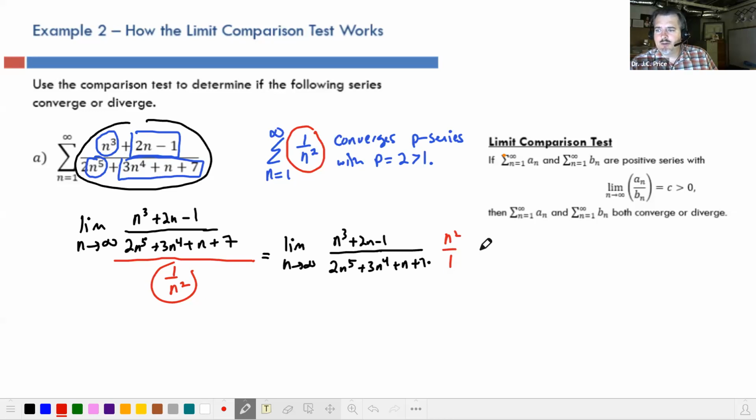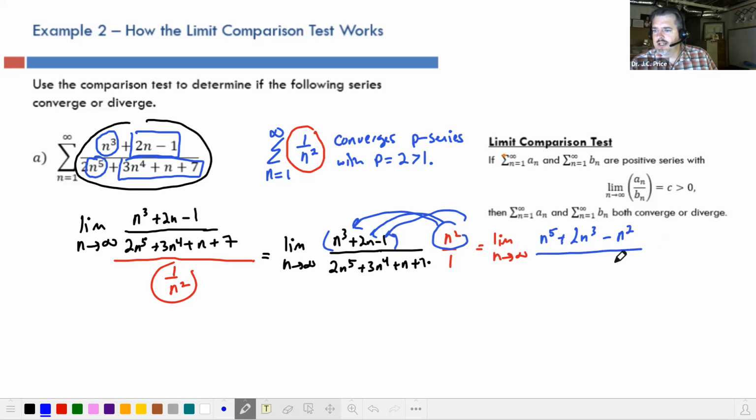And so what's that going to be equal to? That's going to be equal to the limit as n goes to infinity. And now I'm just going to multiply through by this n squared here. So this whole thing gets multiplied by n squared. So I'm going to get an n to the 5th plus, multiply the 2n by n squared, so 2n cubed, and then minus, multiply the 1 by n squared, so minus n squared. And then that's all divided by this 2n to the 5th plus 3n to the 4th plus n, and then plus a 7 right here.